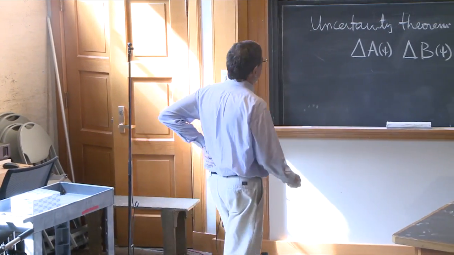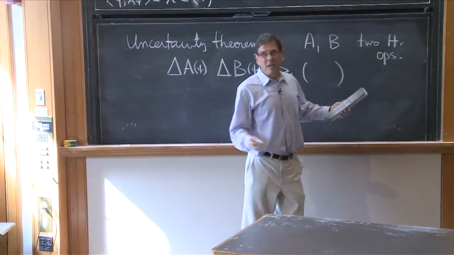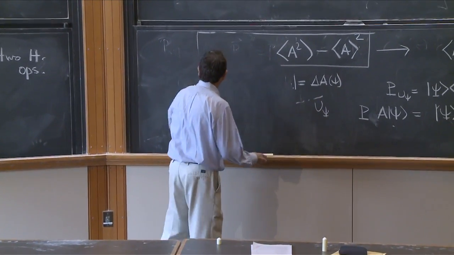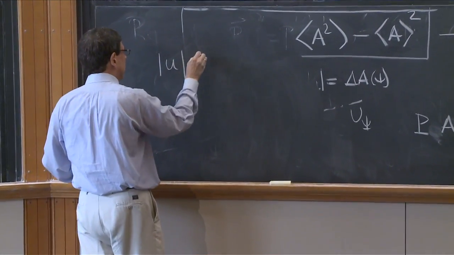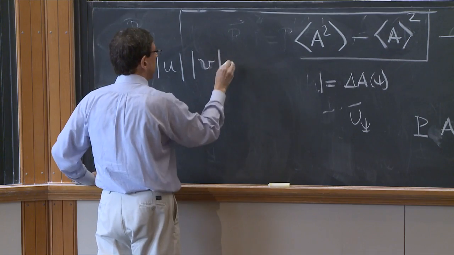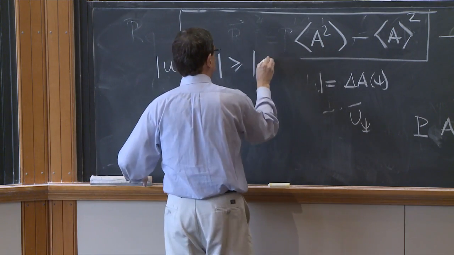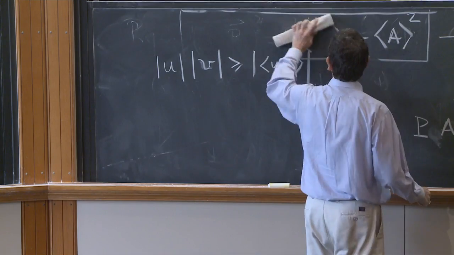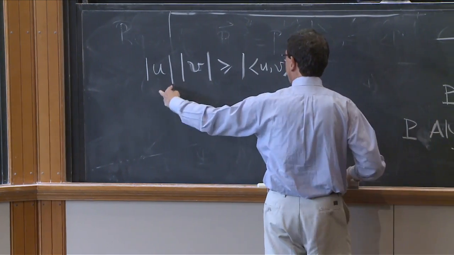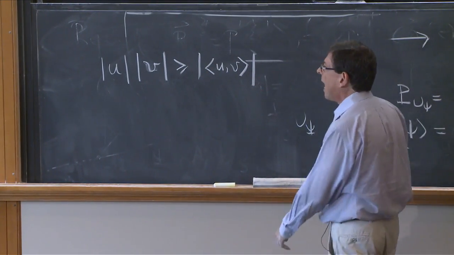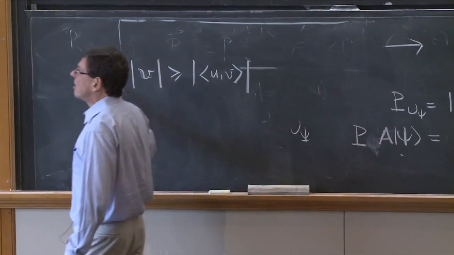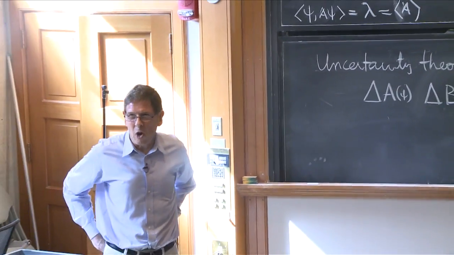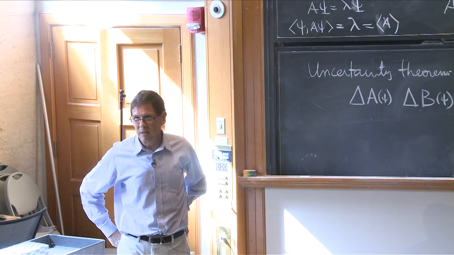Well, what does this remind you of? Schwarz inequality. Why? Because for the Schwarz inequality, you have the norm of U times the norm of V is greater than or equal to the absolute value of the inner product of U and V. Remember, in this thing, this is the norm of a vector, and this is the value of a scalar. And our uncertainties are norms. So it better be that. That inequality is the only inequality that can possibly give you the answer.